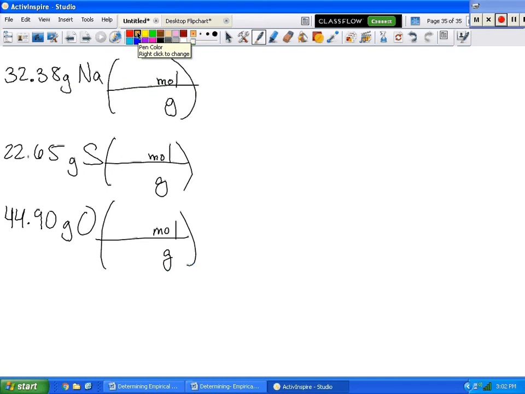If you've got a mole, what do you give it? A 1. If you see a gram, where does it come from? Periodic table. Sodium is 22.99. Sulfur is 32.06. And oxygen is always what? 16. Thank you. Now, would you need a calculator? Yes. I'm going to help you out on this one. Ooh, that's not what I want.